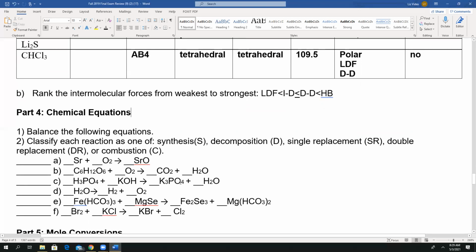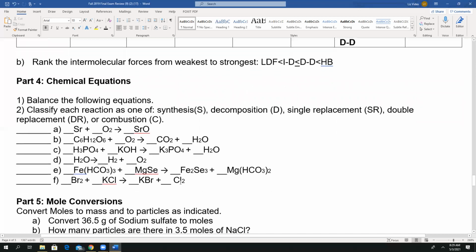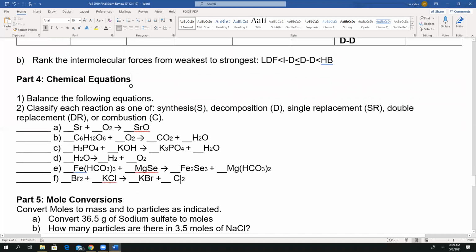Okay. Now, for balancing equations, first of all, let's figure out what type each one is. Look at what's going on. Strontium and oxygen are becoming one thing, so this right here is a synthesis. I'm just going to call it S for synthesis. The next one, you have a hydrocarbon with oxygen becoming carbon dioxide and water. This is combustion.